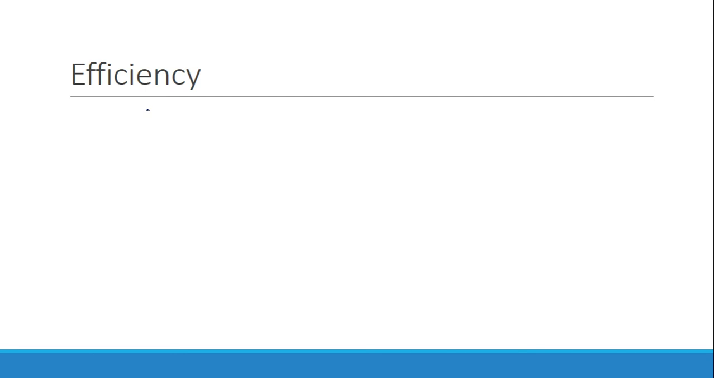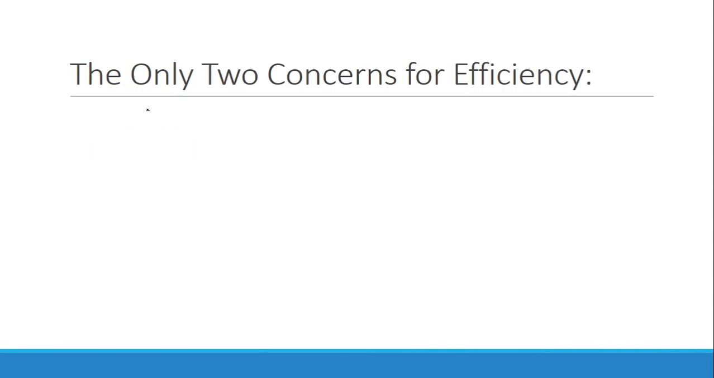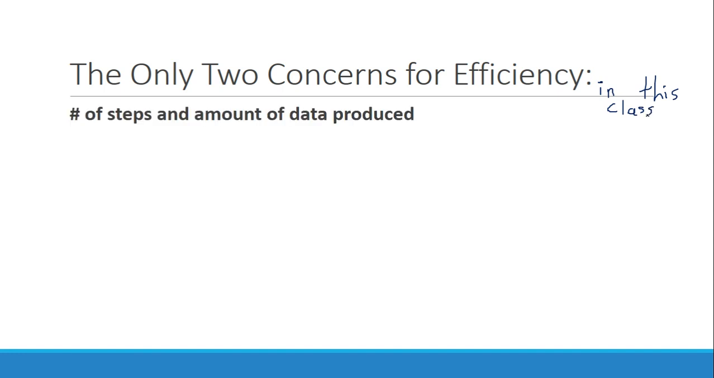So that kind of leads us into efficiency. Now, there are 3 terms I want you to know, but we'll come back to that. There are really two concerns for efficiency in this class. And those two are the number of steps and the amount of data produced. This one, because of the storage space of it, you know, if we have to store massive amounts of data, that's going to be costly.